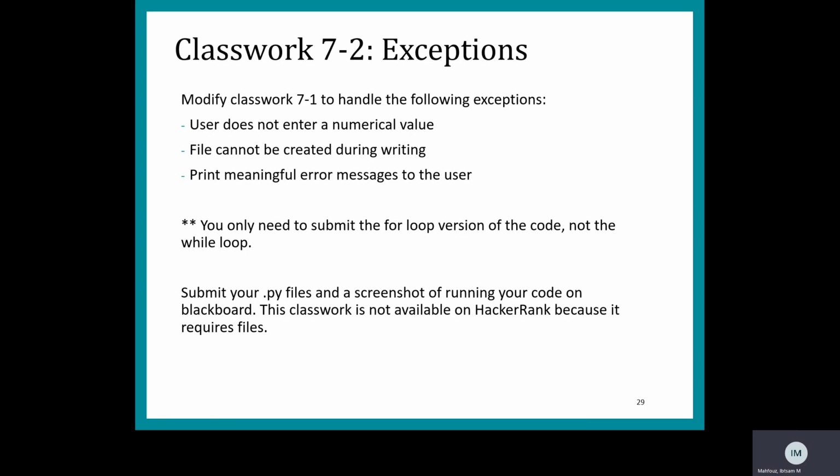Because 7.1 had 2 versions, the while loop and the for loop, if you saved them in different files, you can just submit the for loop version with this code. Submit your Python file, and I want you to submit a screenshot of running your code and showing me the different error messages your code is printing when the user enters bad values. So you're going to have one for entering a non-numerical value, and another screenshot for the user entering a bad path to a file.